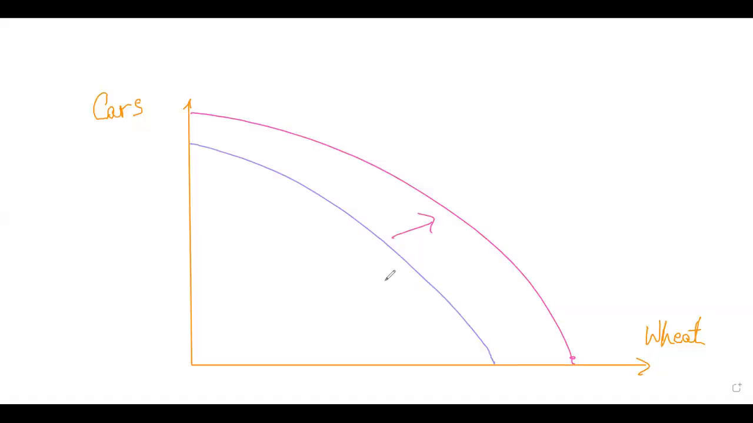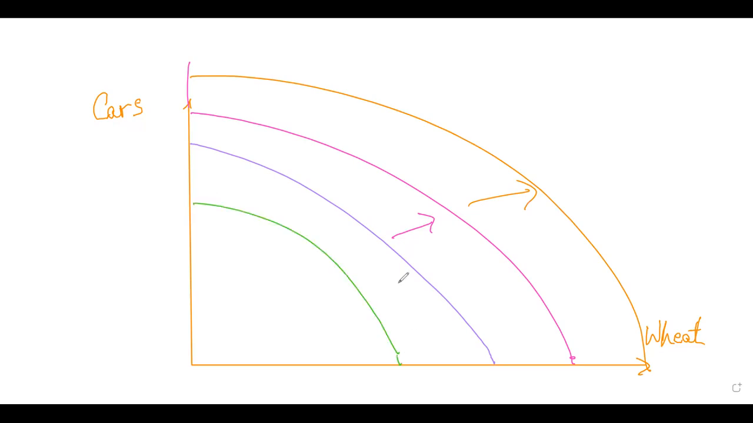Similarly, it's not always that the country will produce more and more. It's not always that your PPC will keep shifting outwards and outwards, right? Sometimes your PPC can also shift inwards. Sometimes natural calamities happen, sometimes unfortunate events happen, which I'm about to tell you in a bit. So your PPC can also shift inwards.